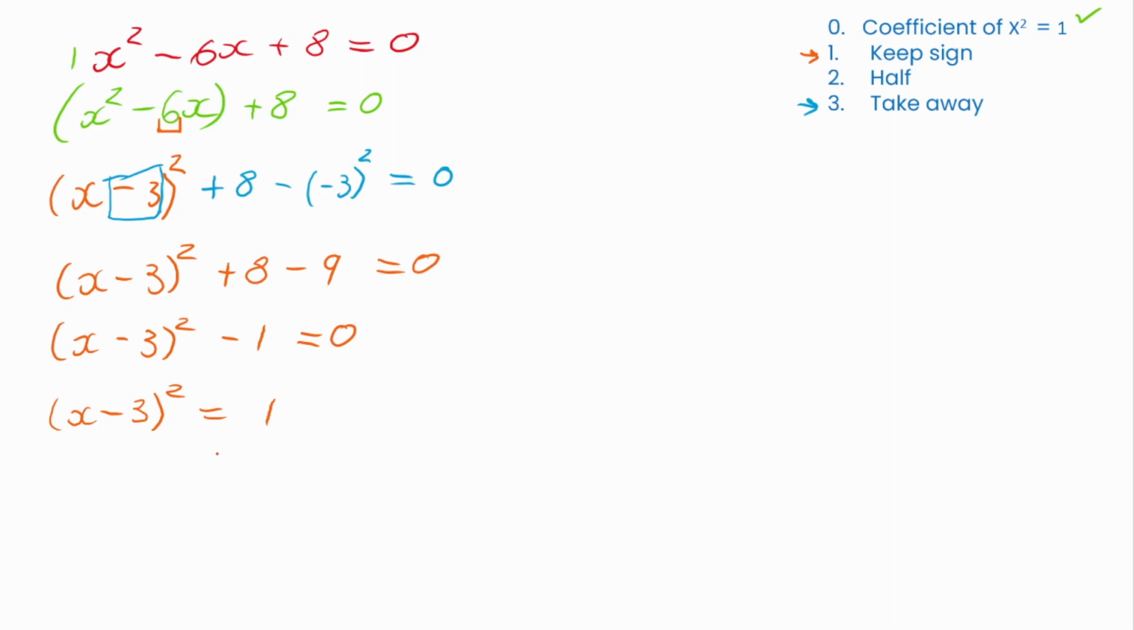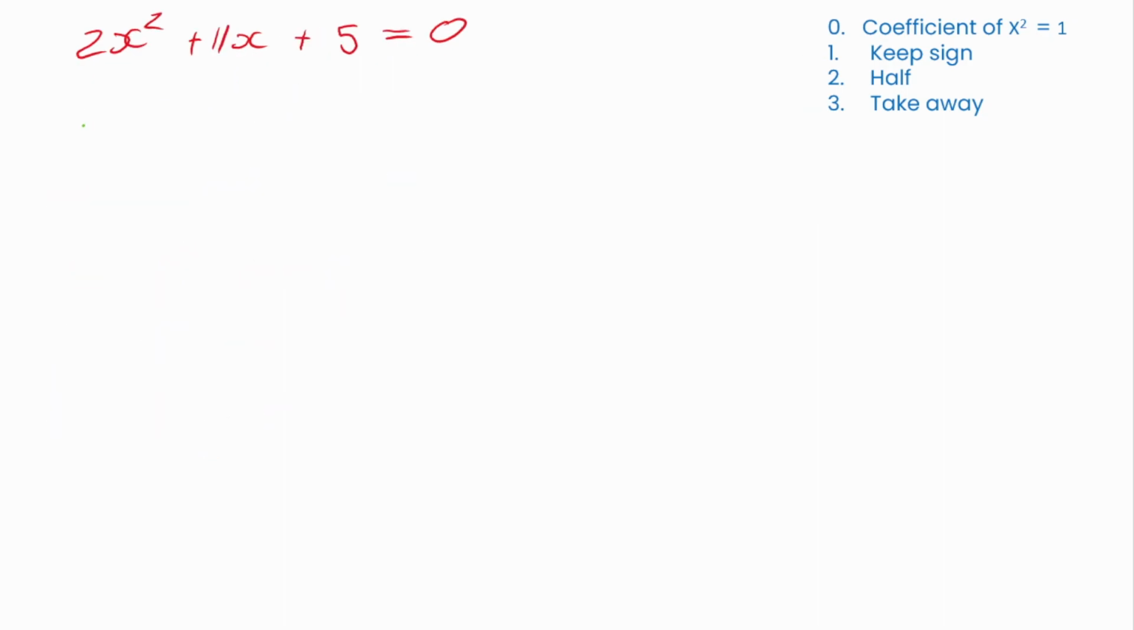Now let's look at a problem where the coefficient of x squared isn't 1. It changes a bit and can be a bit more challenging, but it's the exact same steps. Let's have a look. In this example, you'll see that the coefficient of x squared is not 1. So we have to do something here in step 0. So to get rid of that 2, we just divide everything by 2. And if we do that, we're going to get x squared plus 11 over 2 x plus 5 over 2 is equal to 0.